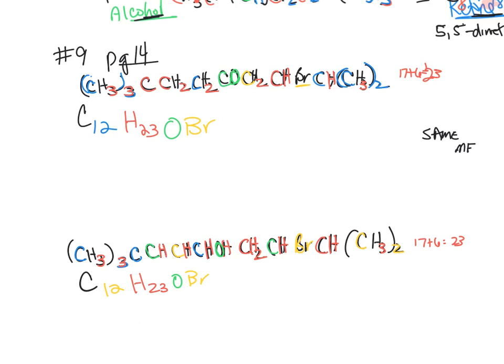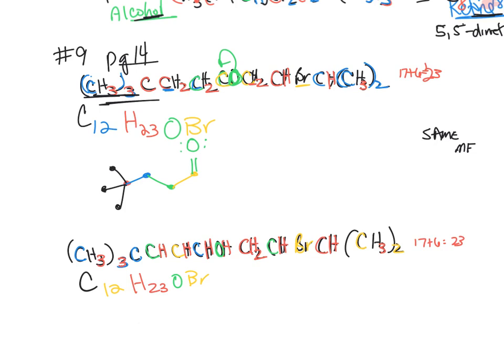So the first one is this carbon here, and it has three carbons. One, two, three. We call that branching. Then we go to the next carbon. And then we go to this carbon. And then we go to this carbon here. And this carbon has an oxygen in the middle. So we're going to put that oxygen there, with its lone pairs. And then we go to this carbon.